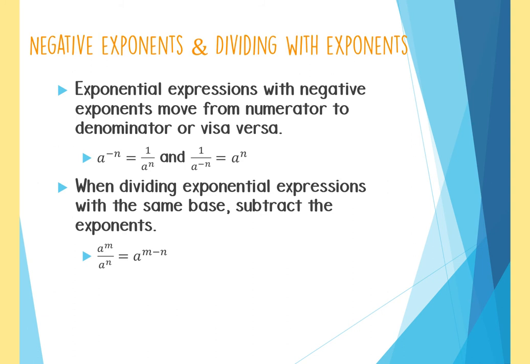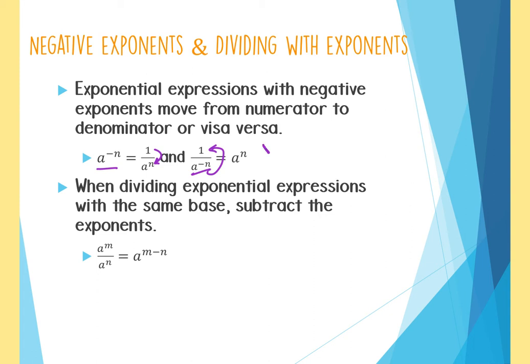Exponential expressions with negative exponents move from numerator to denominator or vice versa. So if I have a negative on the exponent in the numerator, it's going to move that term to the bottom, making the exponent positive. And if I have a negative exponent in the bottom, it's going to move that term to the numerator, making it positive. So if I had a to the negative n, that would become 1 over a to the n. And if I had 1 over a to the negative n, that would go to the top, and it would become a to the n.